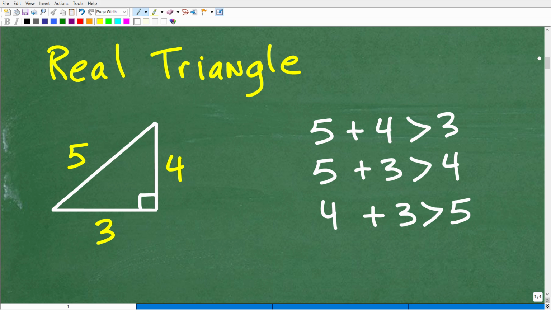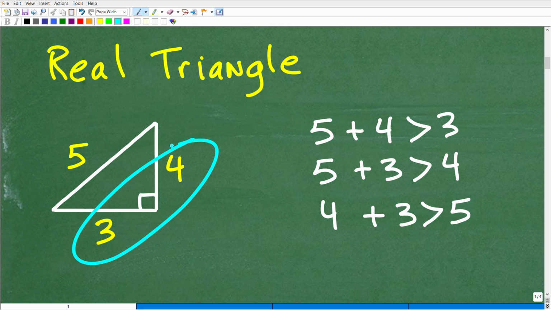Now, I did mention right triangles, and a right triangle is a triangle where one of the angles is a 90-degree angle, and it's indicated by this little box like this. So hopefully, you're like, yes, I know what that is. I've seen these around. Well, this is an actual real triangle. This is a right triangle, but I want to illustrate the triangle inequality. The lengths of this particular triangle are 3, 4, and 5, with 5 being the hypotenuse, and 3 and 4 being the legs. So when you have an actual triangle, here is a property that will always hold true.